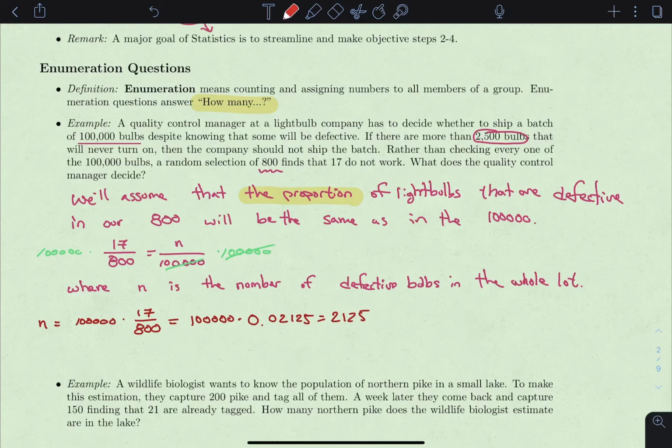So we estimate under 2,500 defective bulbs and shipped a lot.